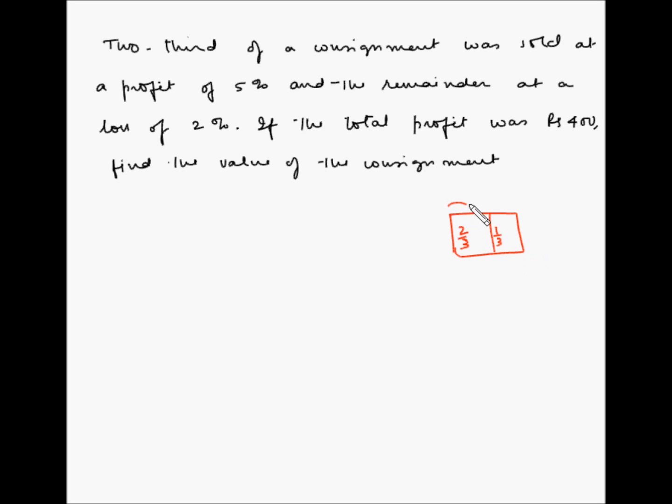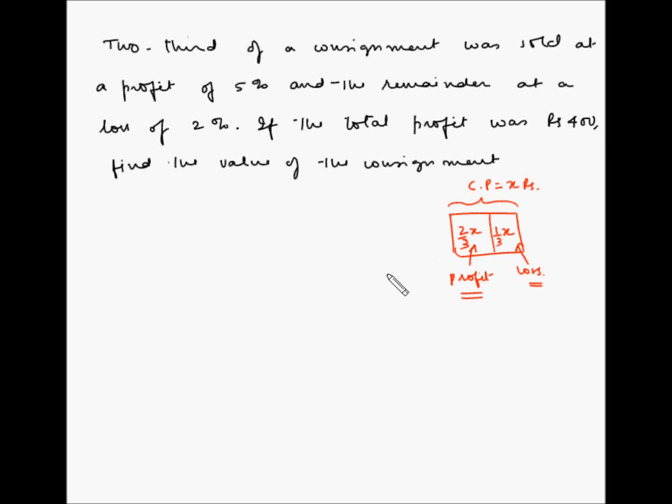So let's say the value of the whole consignment, or the cost price, is equal to X rupees. So 2/3 of X was sold at a profit while 1/3 of X was sold at a loss. So this is at profit and this is at a loss. And what we have been given is that the total profit was rupees 400. So the profit gained by this minus the loss was 400.